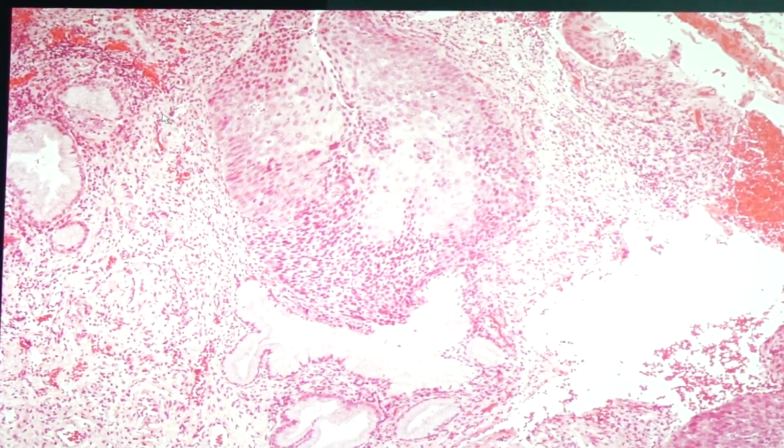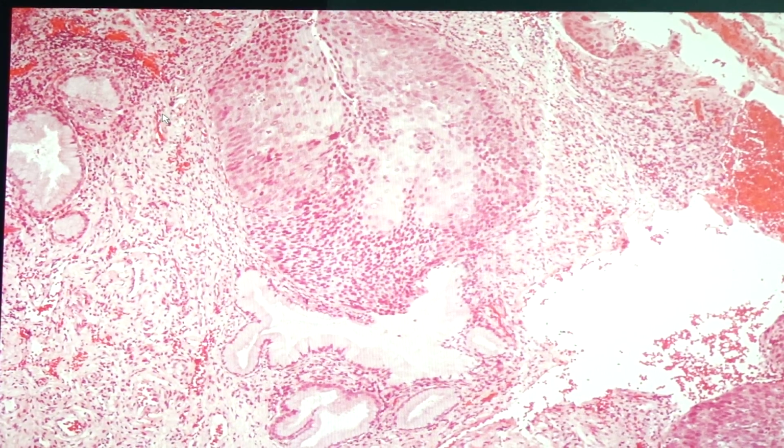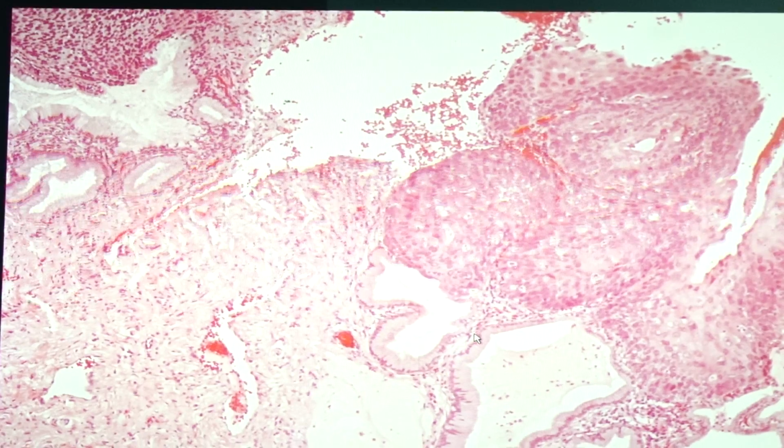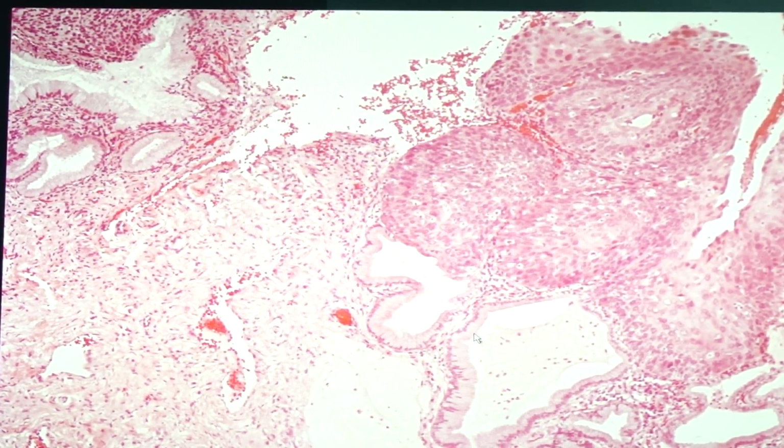As you can see in the lower portion, this particular area would be associated with this gland. So this is what we call a glandular extension. This is another set. We can see that this gland would be associated with this nest. So this is still part of the gland, and this is what we call glandular extension. So it's not yet a stromal invasion.